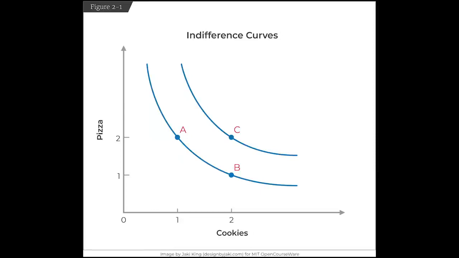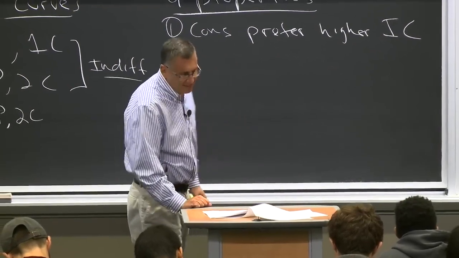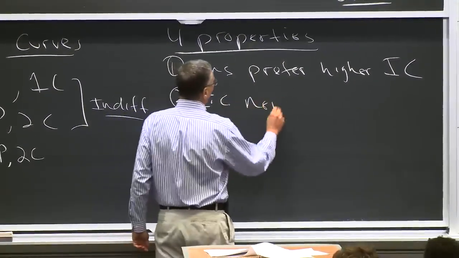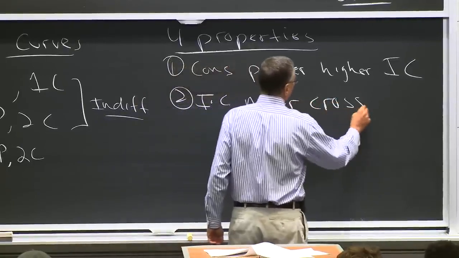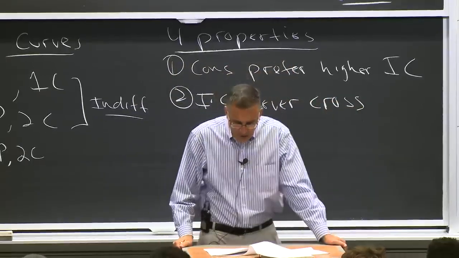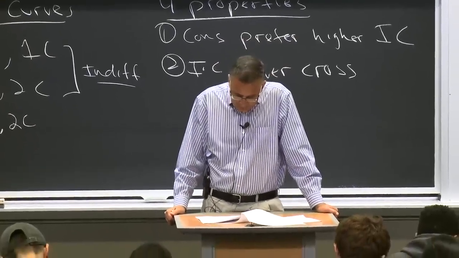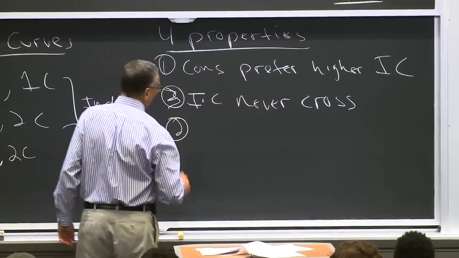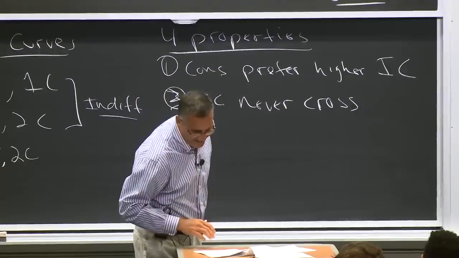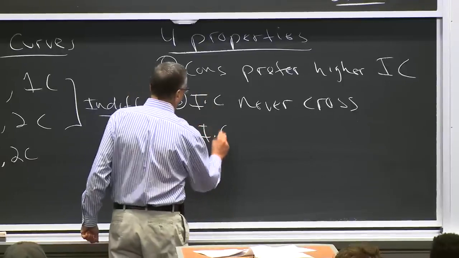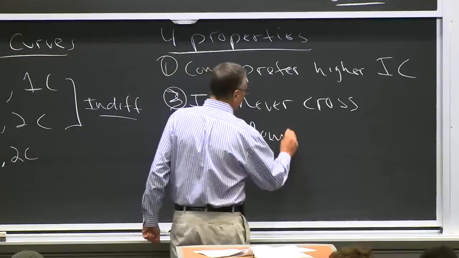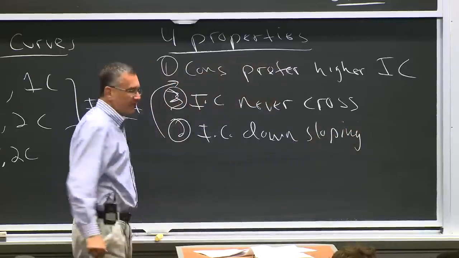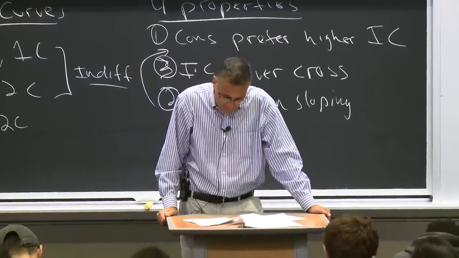The second is that indifference curves never cross. Actually, that's third. I want to come to that in order. Second is indifference curves are downward sloping. Let's talk about that first.